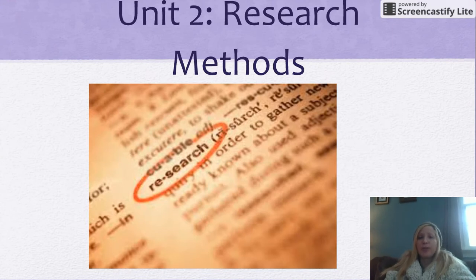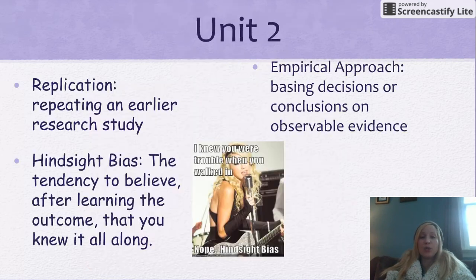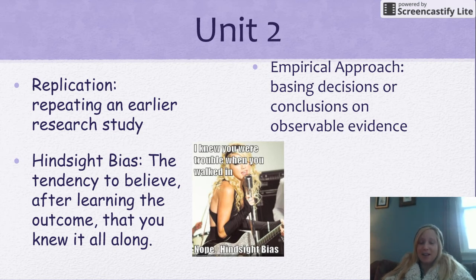Okay, chapter 2 is research methods. You definitely want to be aware of research methods, not just the terms, but understanding how experimentation works. So replication was a term that was also in our card game. A lot of us got it right. That's just repeating an earlier study. We want experiments to be repeated to make sure that the results are reliable. And it's not just one guy doing a study and trying to prove his results and saying that they're the end-all, be-all.